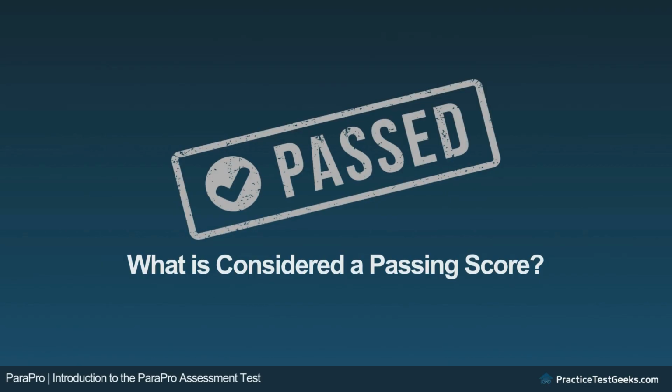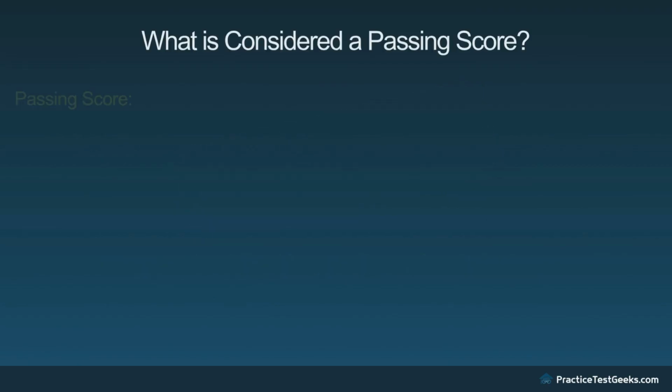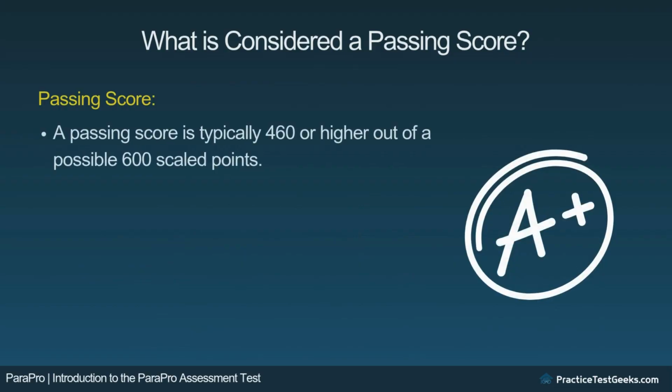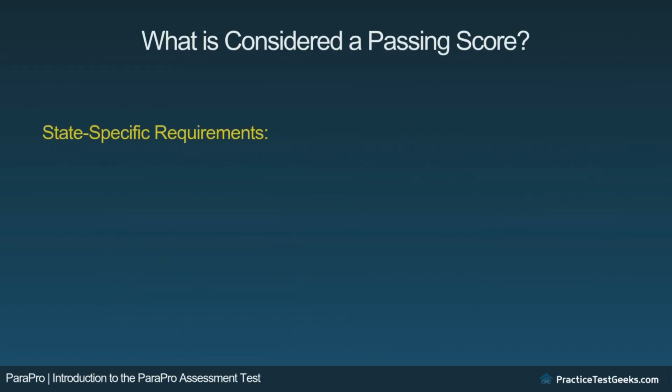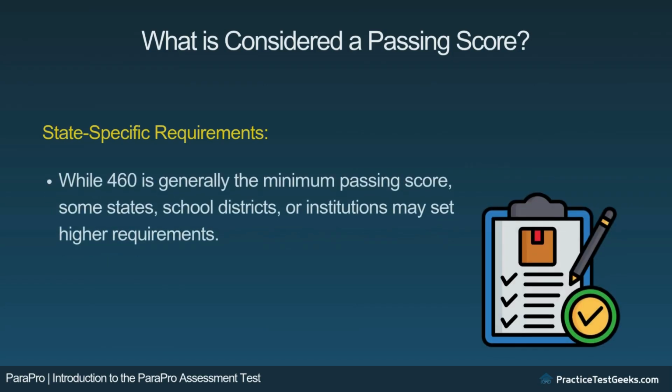What is considered a passing score? Passing score. A passing score is typically 460 or higher out of a possible 600 scaled points. This means that while the raw score is out of 90, the scaled score is what is used to determine whether you have passed or failed the exam. State-specific requirements. While 460 is generally the minimum passing score, some states, school districts, or institutions may set higher requirements. It is important to confirm with the test administrator or your prospective employer if they have specific passing score requirements.